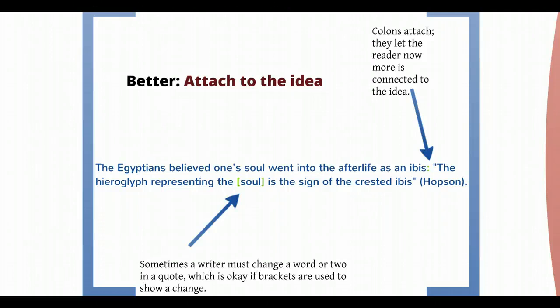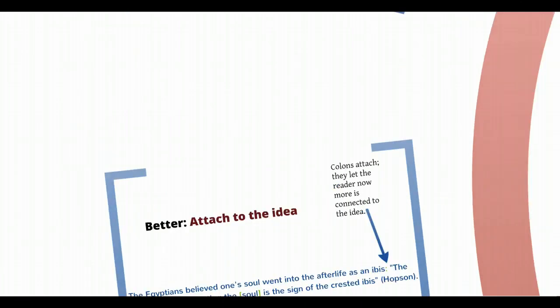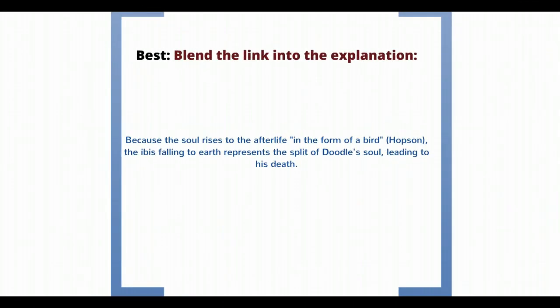The best way and the most fluid way is to actually blend the quote into the explanation. So notice, because the soul rises into the afterlife in the form of a bird, and then I do my citation right after my quote. The ibis falling to the earth represents the split of Doodle's soul leading to his death.